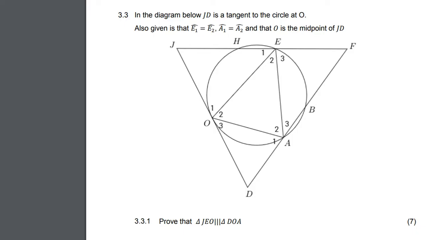So if I just put all of my information in my sketch, that will be helpful. I know that this length is equal to that length, this angle is equal to that angle, and this angle is equal to that angle. And I can move on. Prove that triangle JEO is similar to triangle DOA. So that angle D is equal to J, angle O here is equal to angle O there, and angle E here is equal to angle A there.